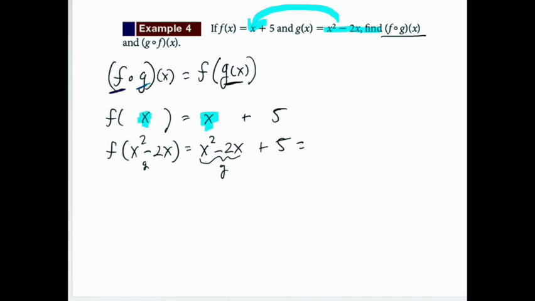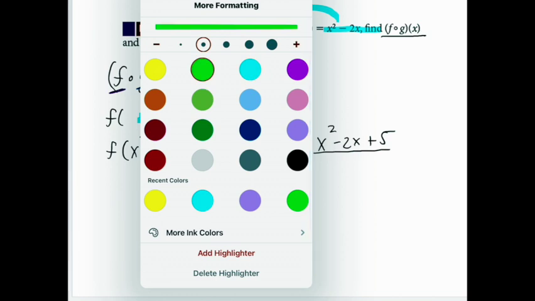Then once you get that, you're going to want to simplify. So when I combine them, I have x squared minus 2x plus 5. This will be my final answer. And that is f of g of x.